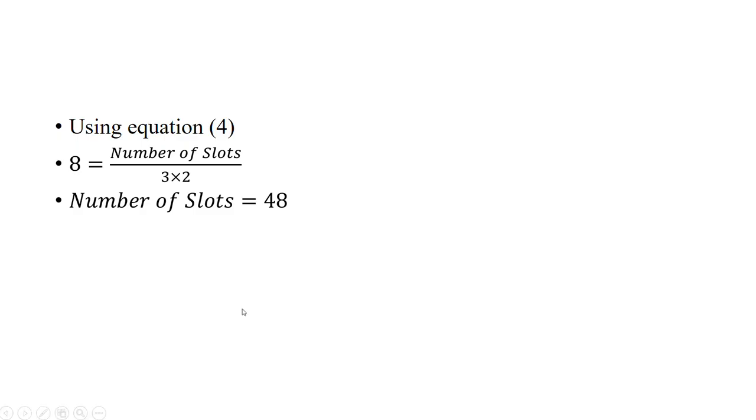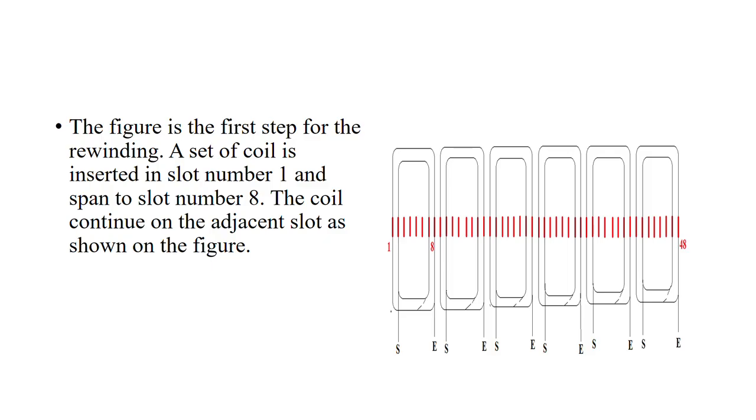Using equation 4, 8 will be equal to number of slots all over 3 times 2, where 3 is the number of phases and 2 is the pole pairs. Therefore, number of slots will be equal to 48. That will take us to the next slide.